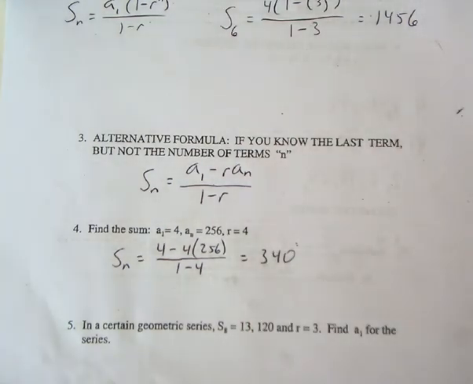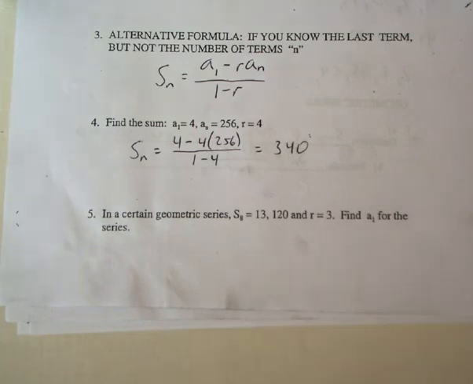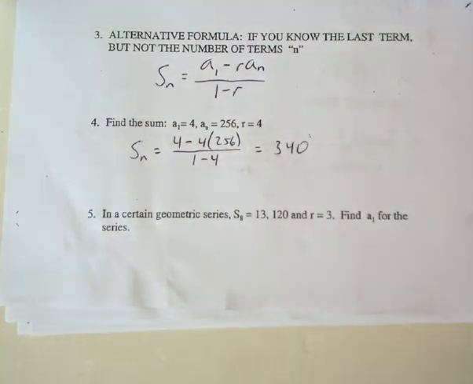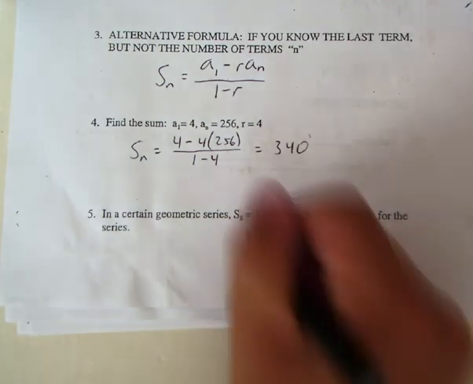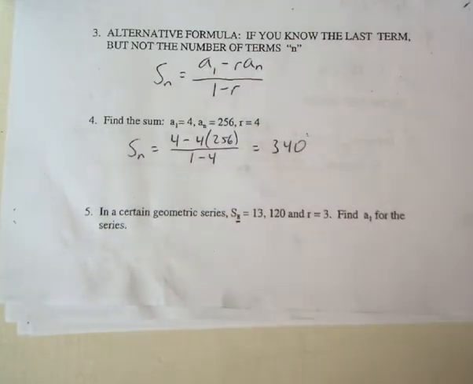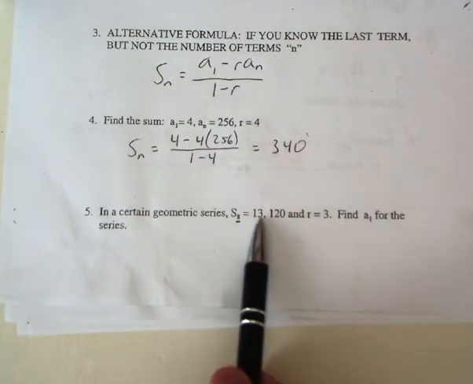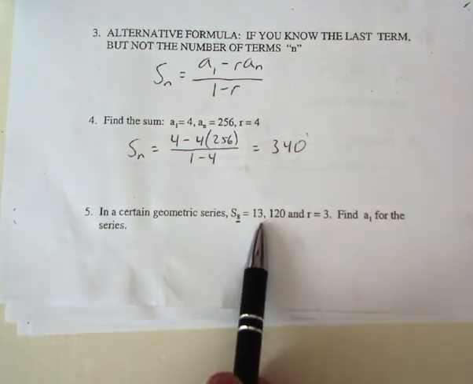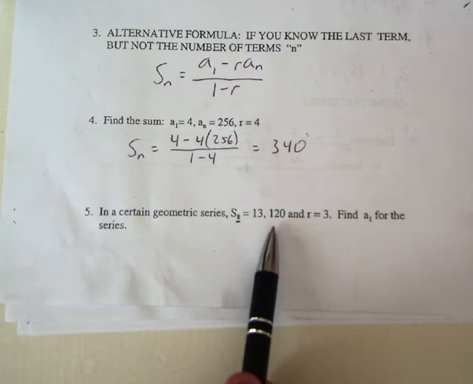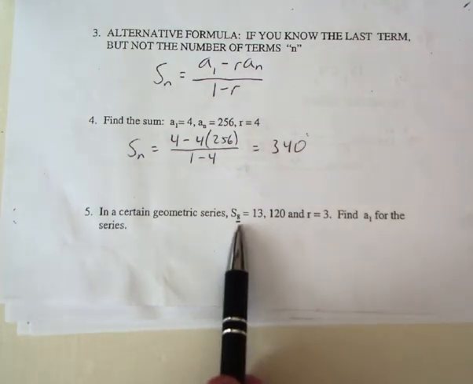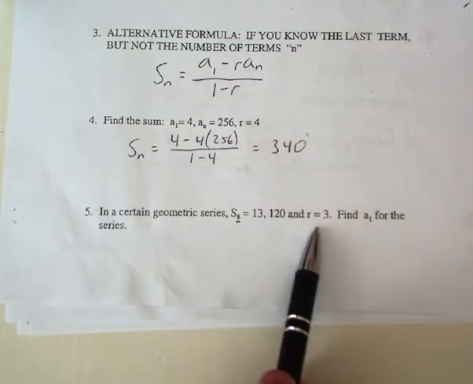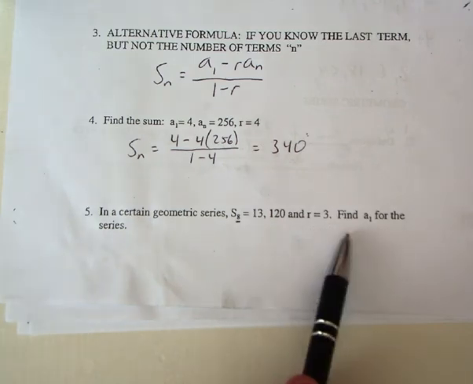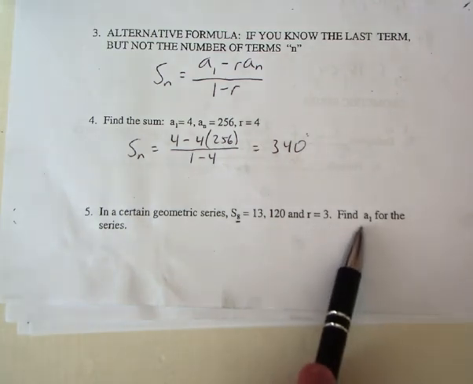All right, 5. So in a certain geometric series, notice what they're telling us here. They're telling us that when we add 8 numbers together, our sum is 13,120. I don't know why that little space is there after the comma, but that's 13,120. So we know the sum of 8 numbers. It says r is 3. They want us to find the first term.